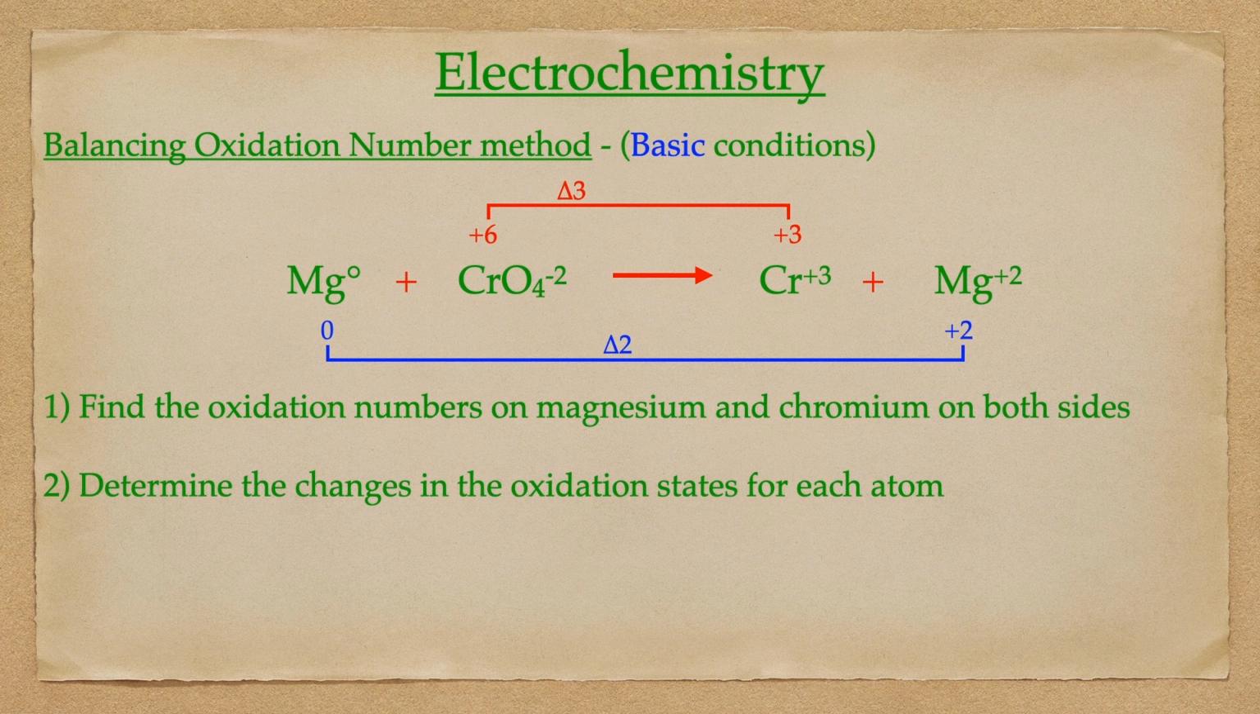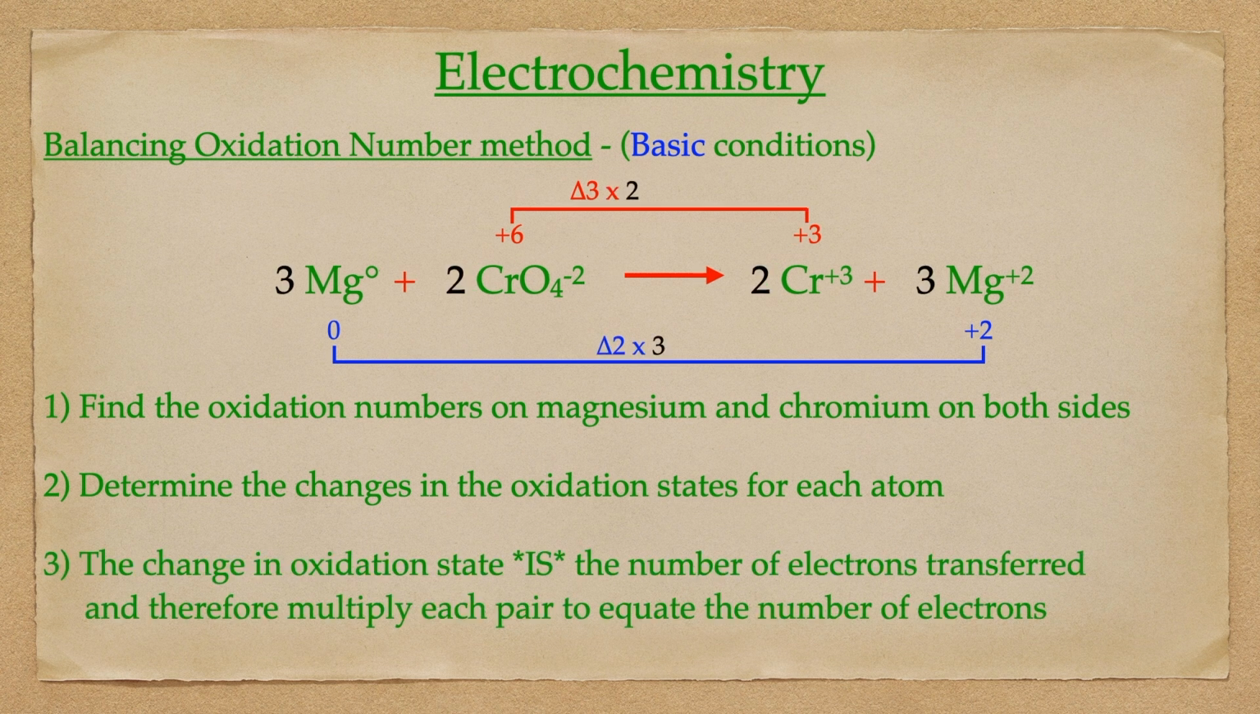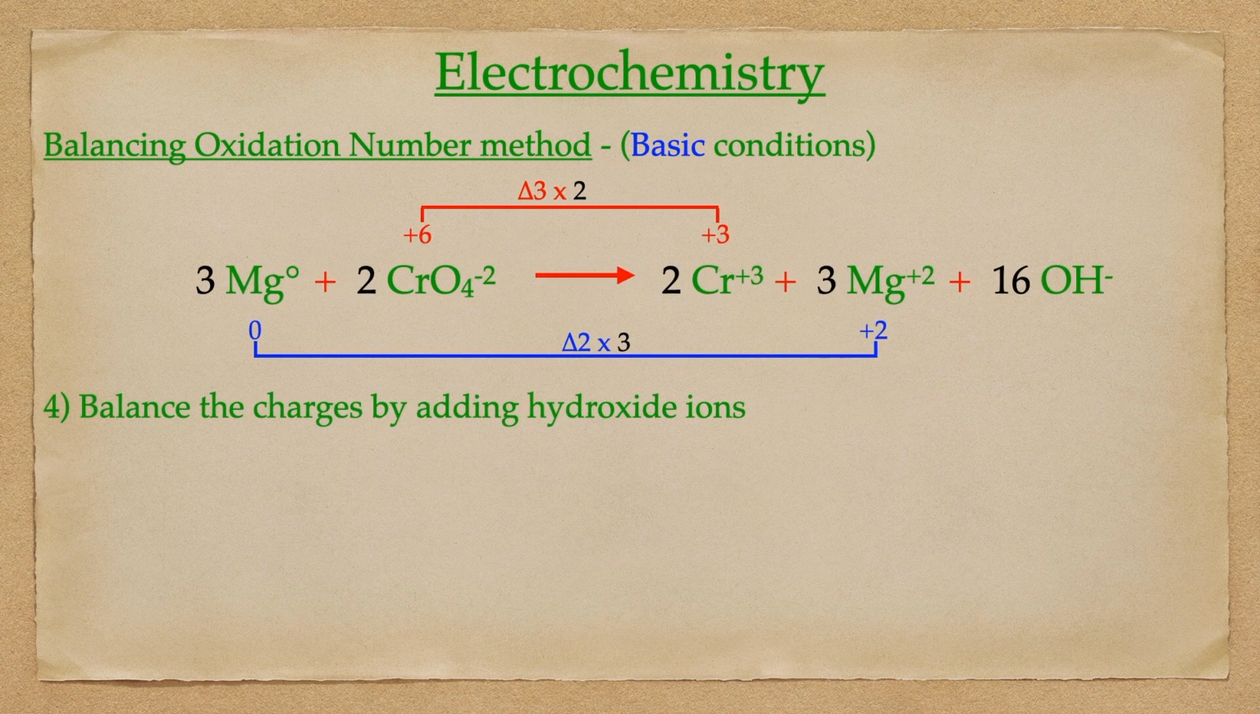Next, determine the changes in the oxidation states for each atom. For magnesium, it's a plus 2. For chromium, we went down by 3. The third step, the change in the oxidation state is the number of electrons transferred, and those electron transfers must be equal. So I multiply my magnesium half by 3, and I multiply my chromate half by 2. Again, 6 electrons got transferred, 6 electrons lost by the magnesium, 6 electrons gained by the chromate.